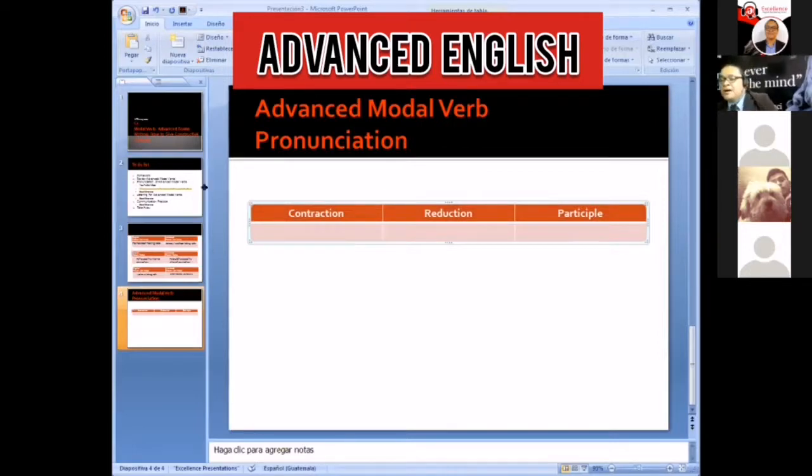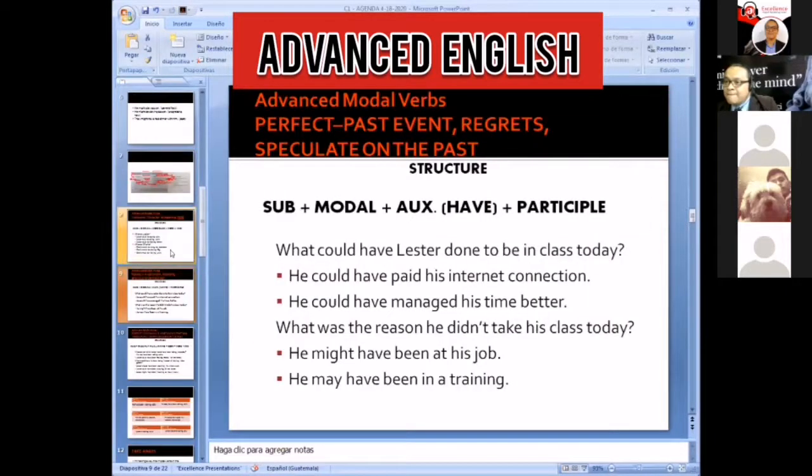So bringing you up to speed on the structuring from last week, this is what we had for the perfect tenses. This is the structure. So we had a subject, the modal verb, the auxiliary, and the auxiliary is going to be have, and the participle. So what could have Lester done to be in class today? He could have paid his internet connection.